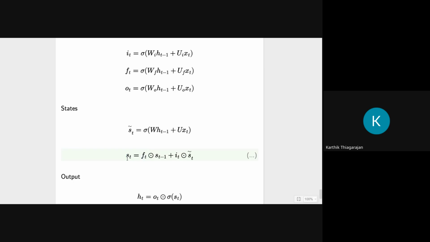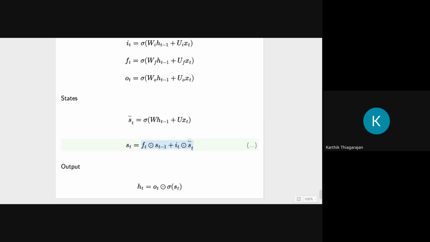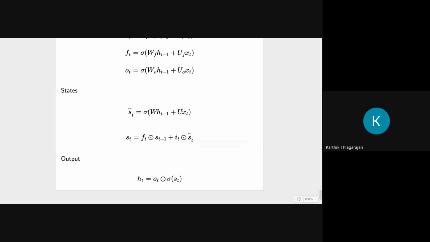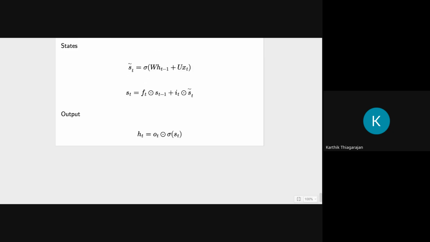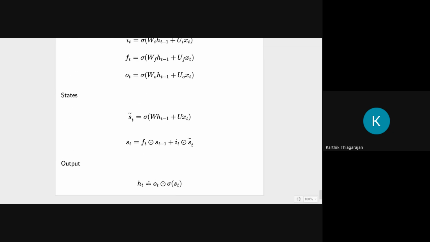Once you have your gates, you can create your new context vector ST. So this is the whole gating process. Once you have the context vector ST, that is going to go to the next time step, no changes there. But at the output, you have to decide what part of your context is necessary for decision making. Remember, the decision making is with HT, and the history is with ST. Therefore, you need something called the output gate to decide what to output at the current time step.